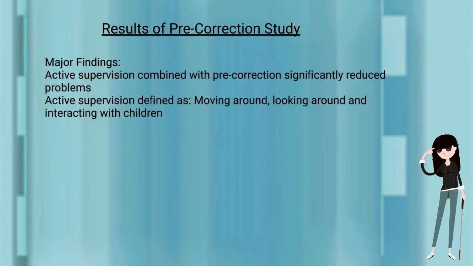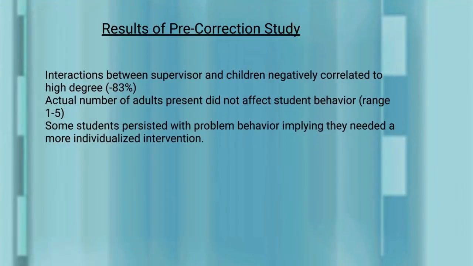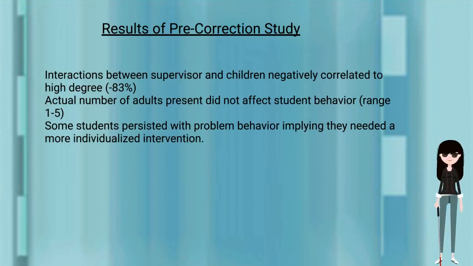Major findings. Active supervision combined with pre-correction significantly reduces problems. Active supervision is defined as moving around, looking around, and interacting with children. Interactions between supervisor and children were negatively correlated to a high degree with problem behavior. The actual number of adults present did not affect student behavior. Some students persisted with problem behavior, implying they needed a more individualized intervention.